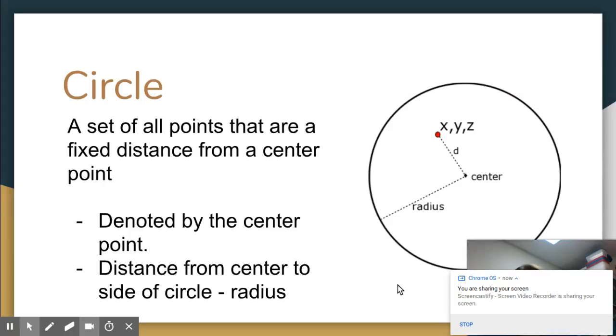We do measure from the center to the outside. That gives us our radius, or we can measure from one side of the circle to the opposite side, which gives us our diameter, but in that case it always has to go through the center.